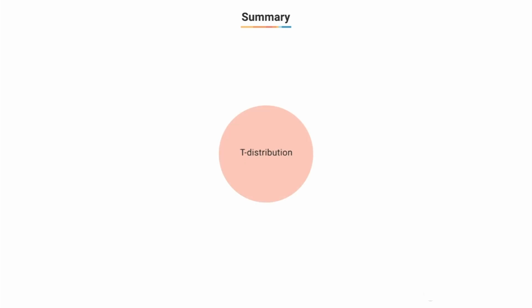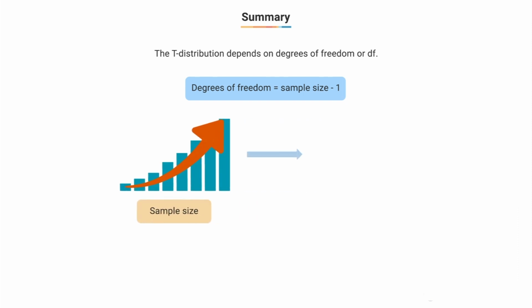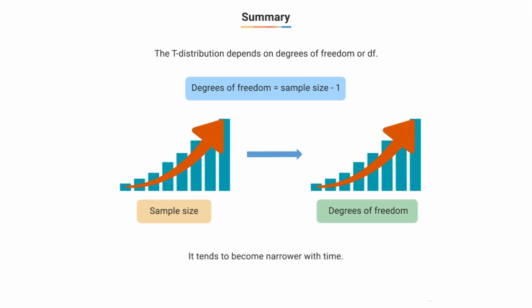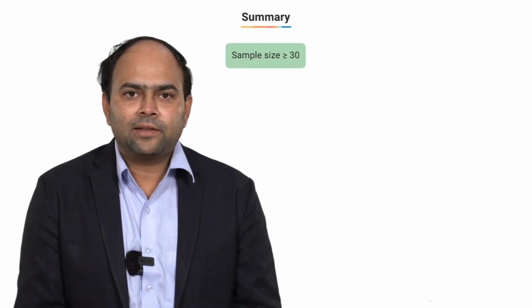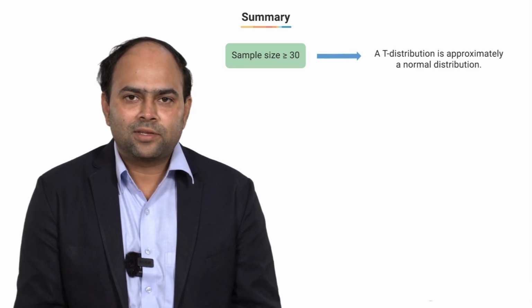You must use the t-distribution when the number of data points, that is the sample size, is less than 30, and the t-distribution is also preferred when the population standard deviation is unknown. You also learned that the t-distribution depends on an additional parameter called degrees of freedom, that is df. The degrees of freedom is calculated as sample size minus 1. As the sample size increases, the degrees of freedom also increase, and as a result, the t-distribution tends to become narrower and narrower. At a sample size greater than or equal to 30, the t-distribution is essentially indistinguishable from a normal distribution.